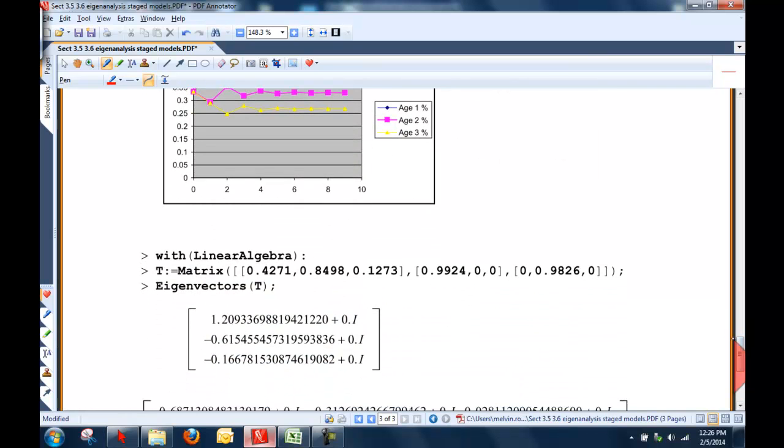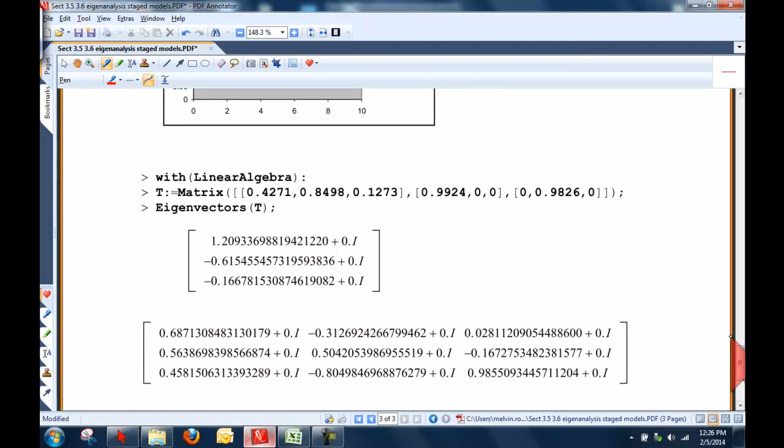If we did go to Maple and enter our transition matrix, here's how you can do it with the matrix command. You could more easily do it with a symbol palette, and ask for the eigenvalues and eigenvectors. Here they are. Again, this is lambda 1, lambda 2, lambda 3, just for purposes of discussion.